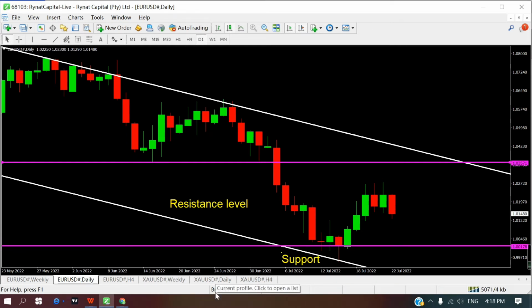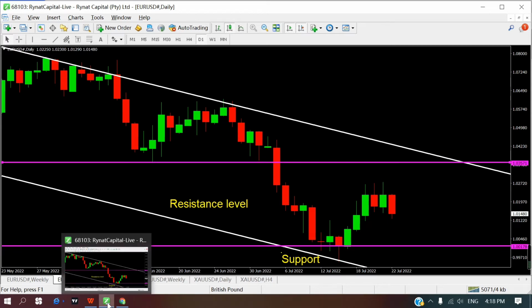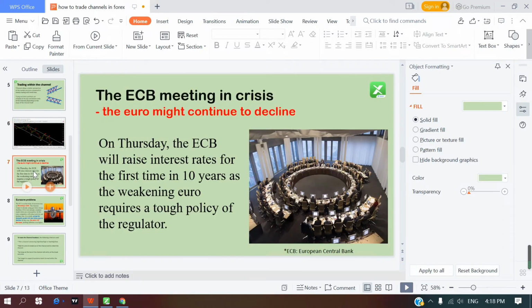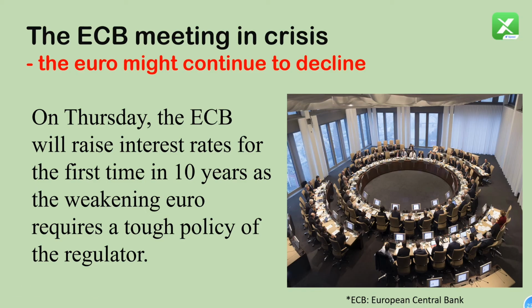All right. And besides the technical analysis, here is the fundamental part. The ECB, which is the European Central Bank, is meeting in crisis, which shows that Europe might continue to decline. On Thursday, the ECB will raise interest rates for the first time in 10 years as the weakened euro requests the top policy of the regulator.